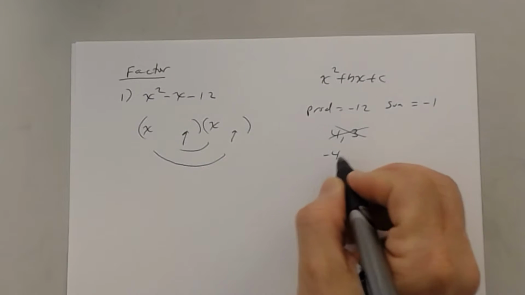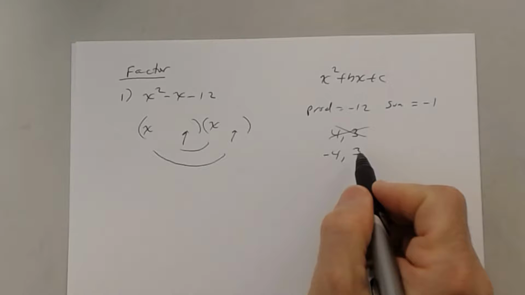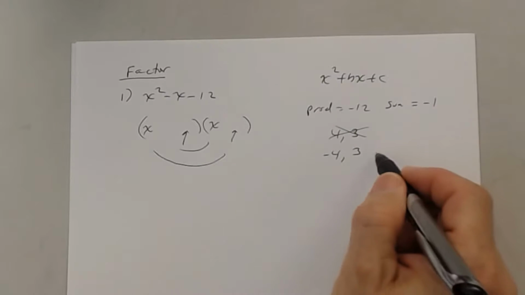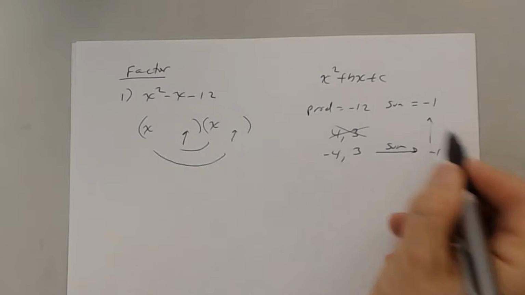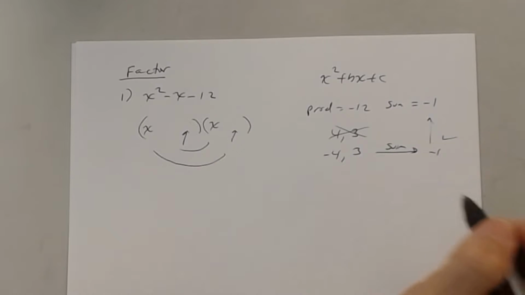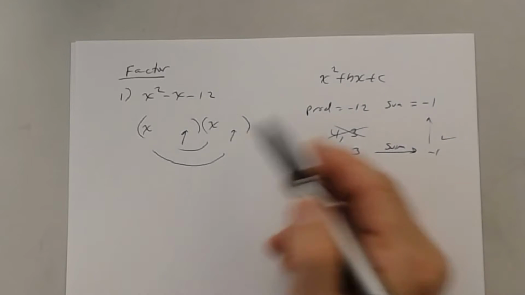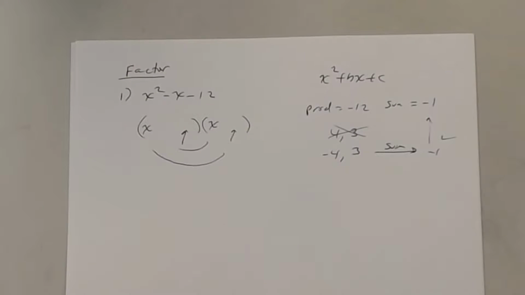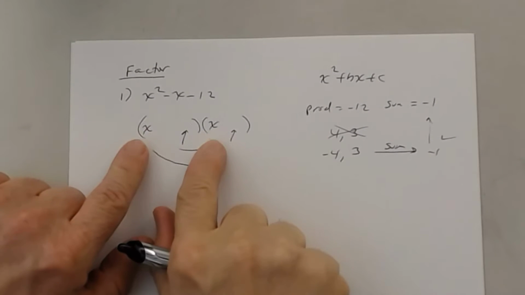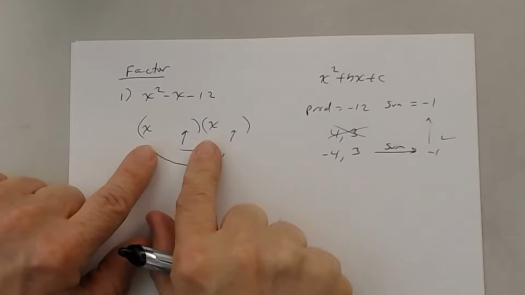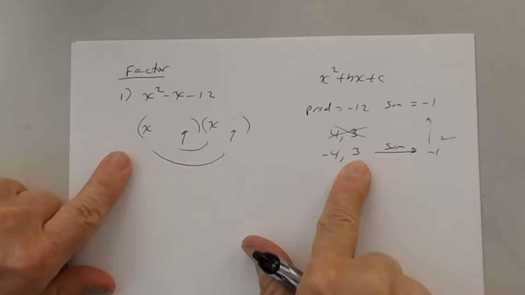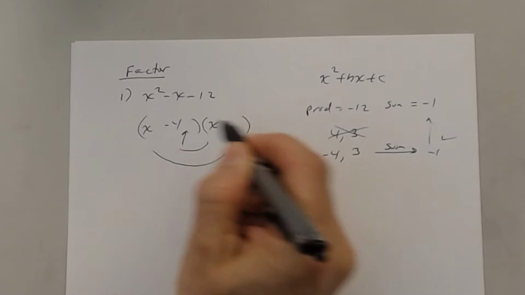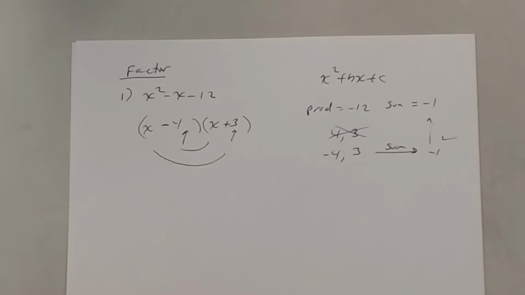Negative 4 times a positive 3 is a what? Negative 12. Now let's look at the sum. When I add them up, what do I get? Negative 1, which is what you wanted. So that's correct. So those are the numbers that go inside the parentheses. The order in which you put them does not matter, because the first terms are identical. They're both x's. So I could say x minus 4 times x plus 3. All right, so x minus 4 times x plus 3.